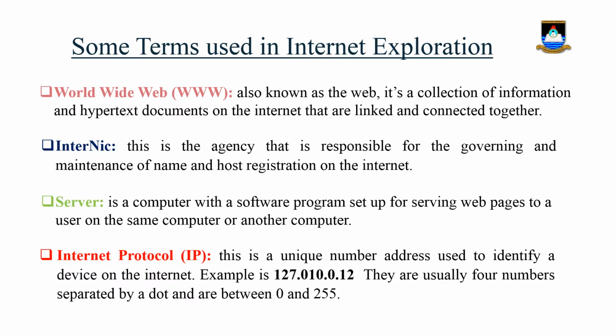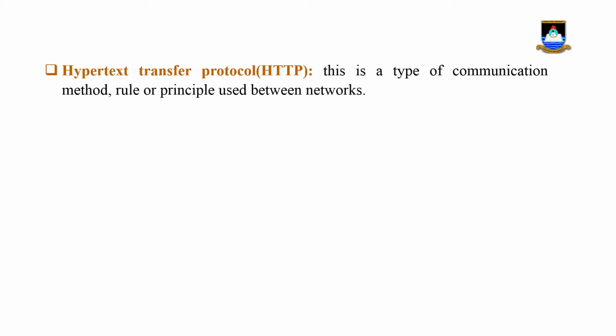Internet Protocol, IP. This is a unique number address used to identify a device on the Internet. Example is 127.010.0.12. They are usually numbers separated by a dot and are between 0 and 255. Internet protocol is a unique signature of a device on the Internet. Hypertext Transfer Protocol (HTTP). This is a type of communication method, rule or principle used between networks.